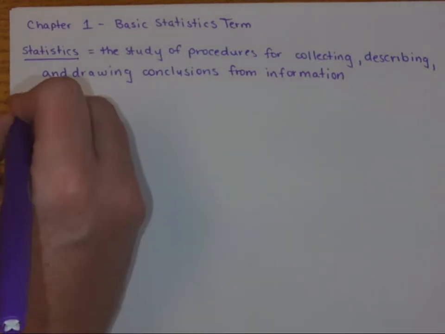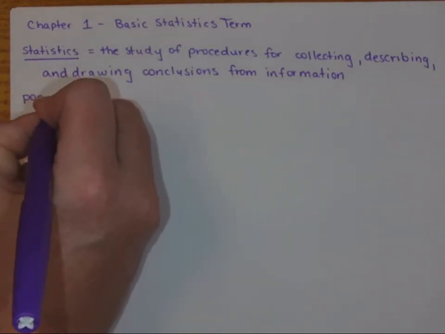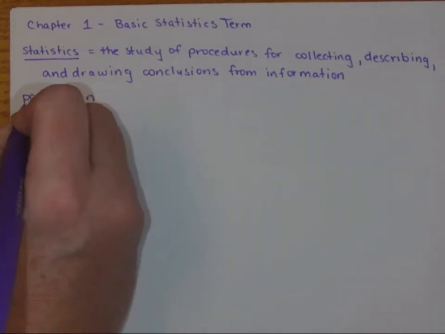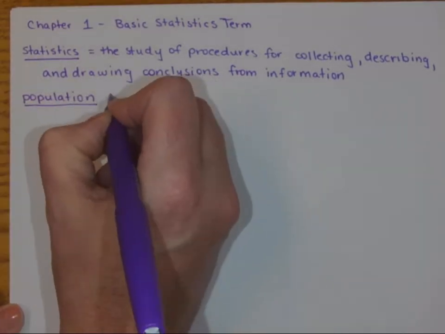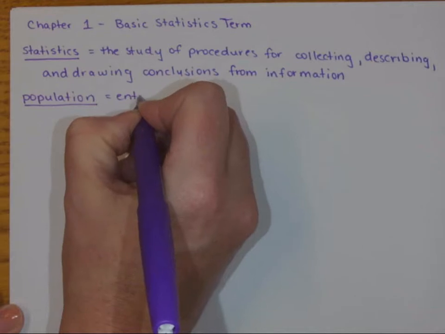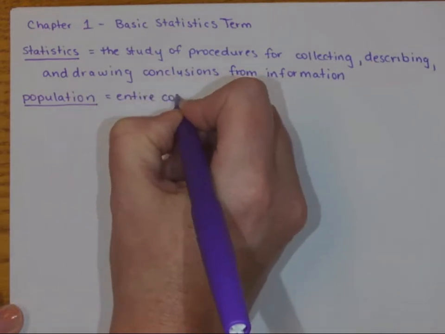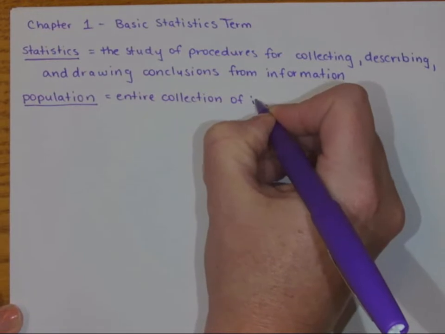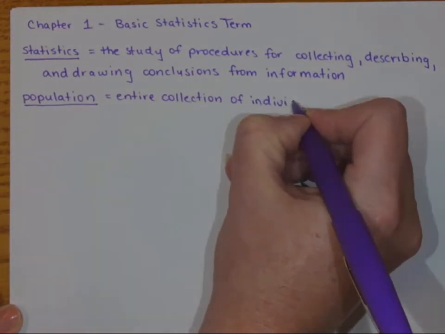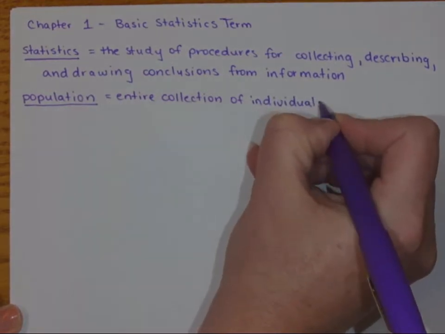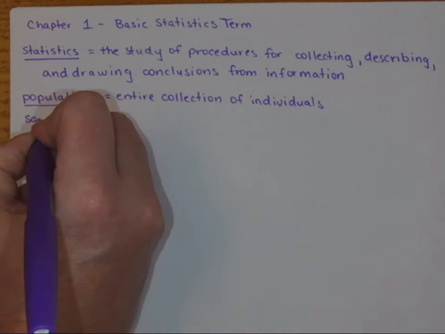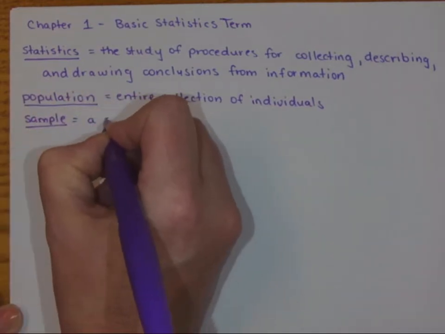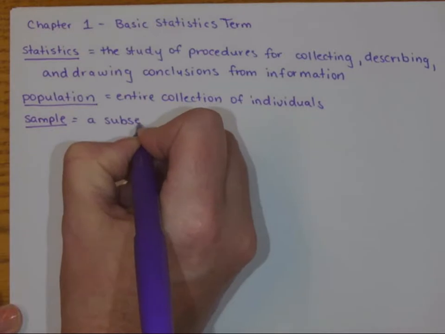There are two groups of subjects that you can have in a statistical experiment. The first one is a population. A population is an entire collection of individuals. A sample, on the other hand, is a subset of that population, so a smaller set.